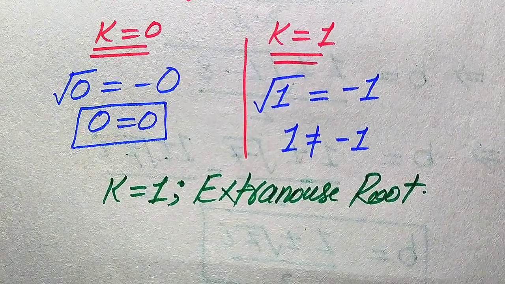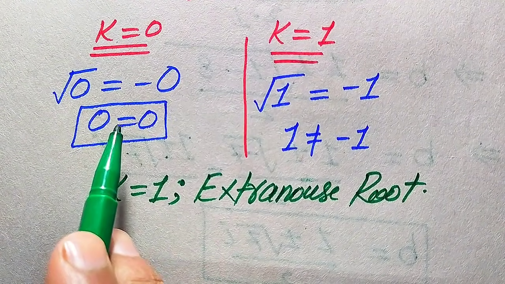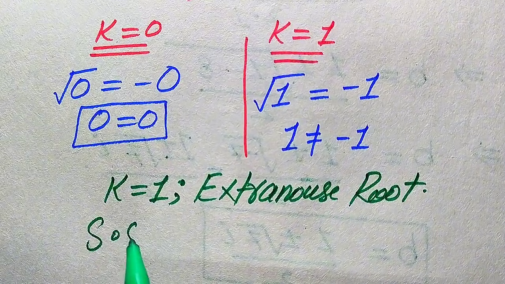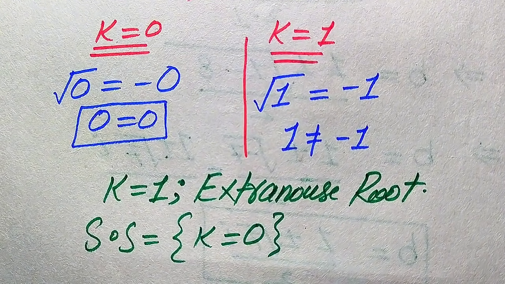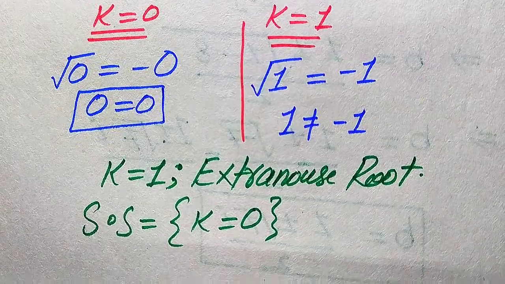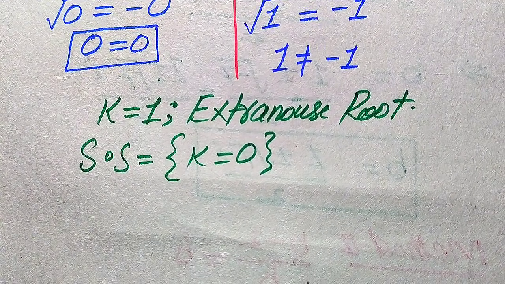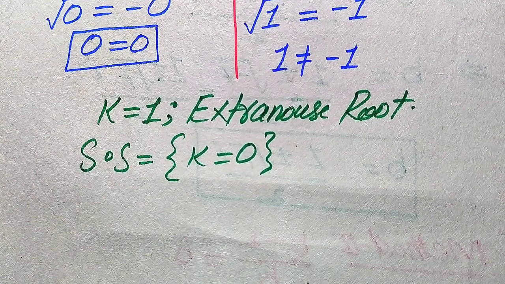So k equals 1 is the extraneous root, and because k equals 0 satisfies our given question statement, we call k equals 0 the solution set of the given equation. So this is our final answer from the first method.